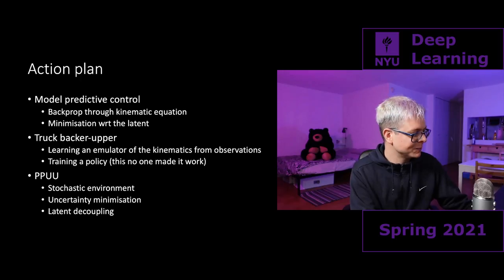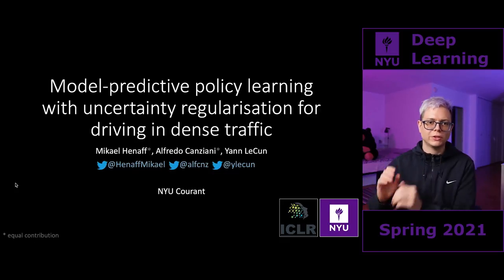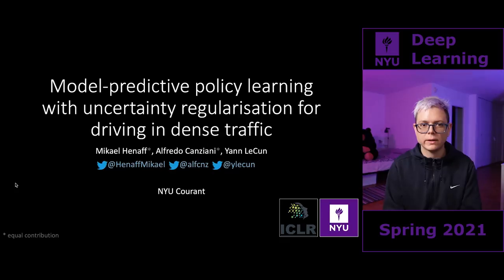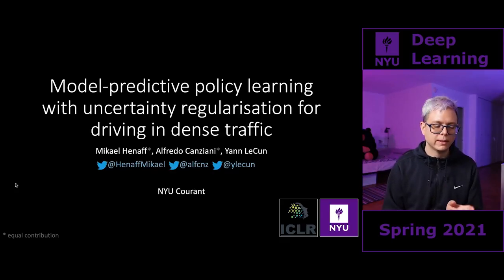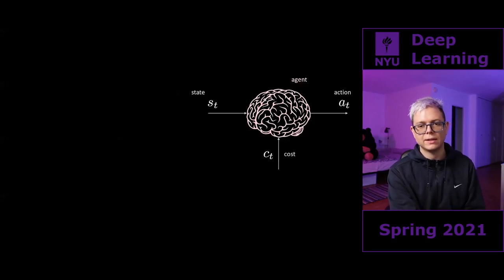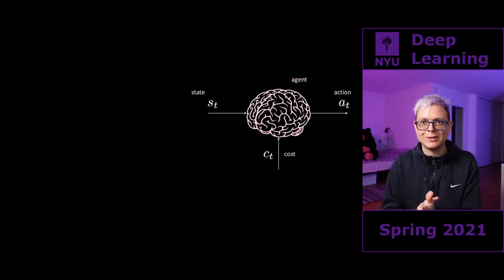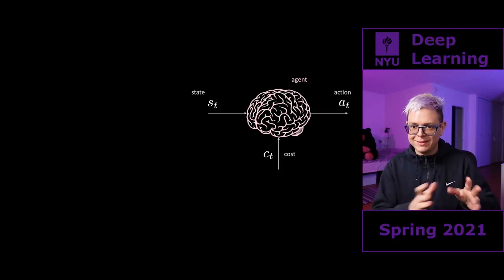Next deck of slides. I'm going to be talking about this article that Michael wrote together with myself and, of course, Jan. It's the Model Predictive Policy Learning with Uncertainty Regularization for Driving in Dense Traffic. Again, maybe weird terms that we're going to be understanding for sure by the end of the class, okay? On the right-hand side, I'm going to show you a slightly different notation, because these slides are a few years old now, so they are not matching the latest ones.